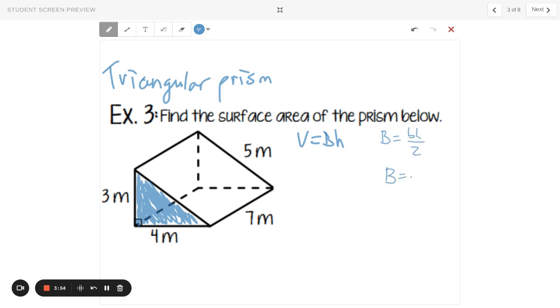So the base of the triangle is 4, the height is 3. The only thing I'm looking at is the triangle. I'm not looking at anything else. Divided by 2. So when you multiply and divide by 2, you get 6. So big B is 6, and the height of the prism is 7, meaning we don't need this 5 at all. The 7 is what makes this extend outward to be a 3D figure. So we're just going to do 6 times 7, which is 42 meters cubed.